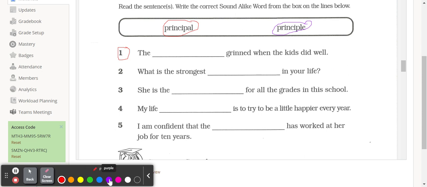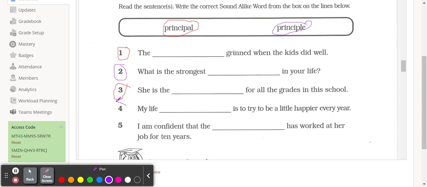Well, I hope a lot of you have honesty and kindness as principles in your life. So that one is this principle. P-R-I-N-C-I-P-L-E. Number three, she is the principal for all the grades in this school. That would be the first one, principal. Number four, my life principle is to try to be a little happier every year. Not so negative. That's a good principle to have.